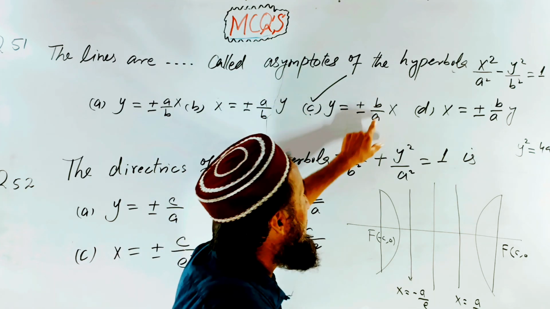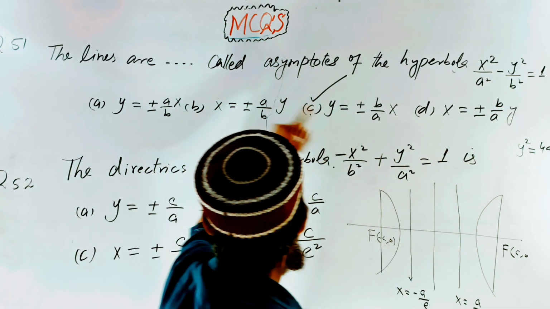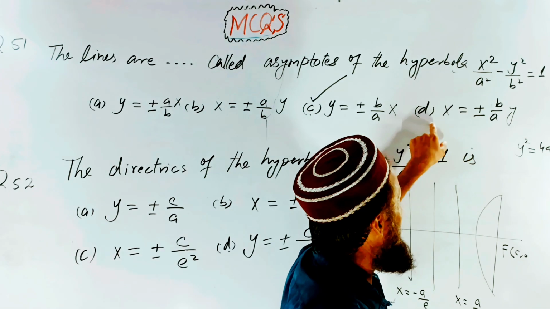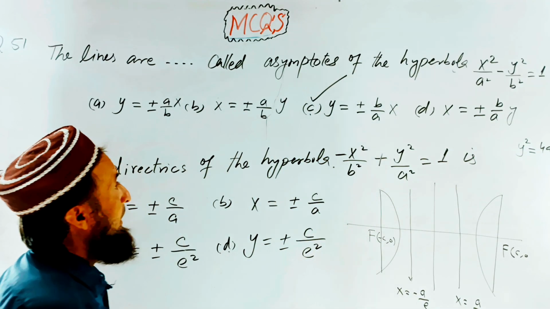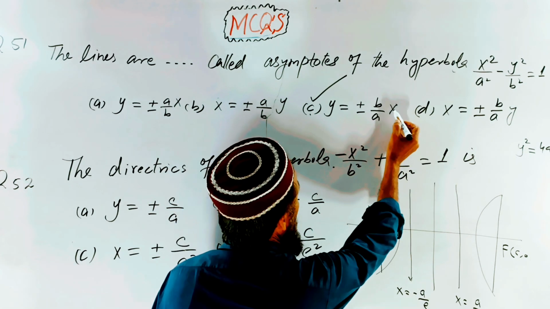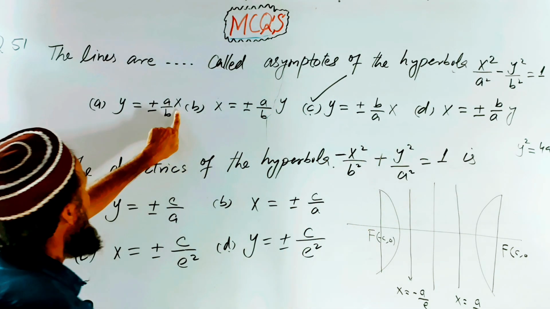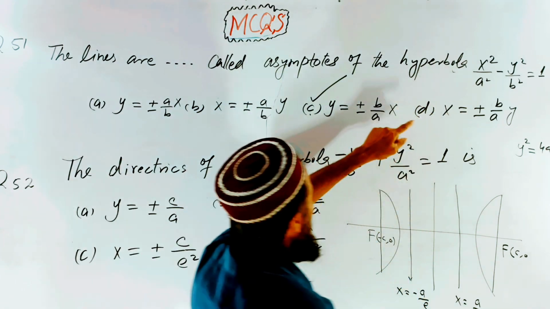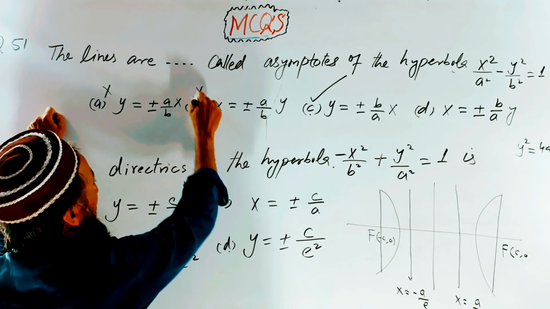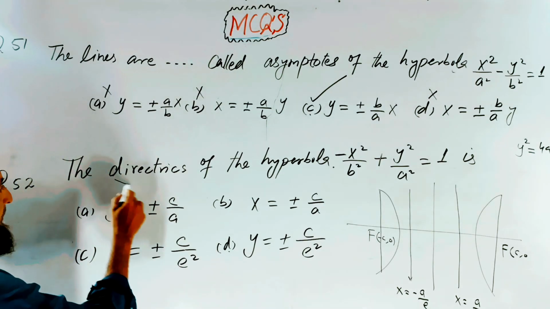Y is equal to plus minus b divided by a times x. If the hyperbola is here, a is here, so we take x is equal to b divided by y. In this situation the correct answer is D if we change this value. Here the transverse axis is along the x-axis, so these two options are correct and we choose one of them. Here x square divided by a square, the a value must be in the denominator, but here it is in the numerator, so this is wrong, and this is also wrong, and C is the correct option here. Now the directrix of the hyperbola.